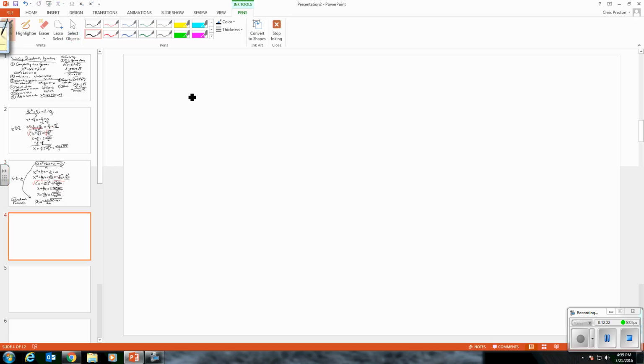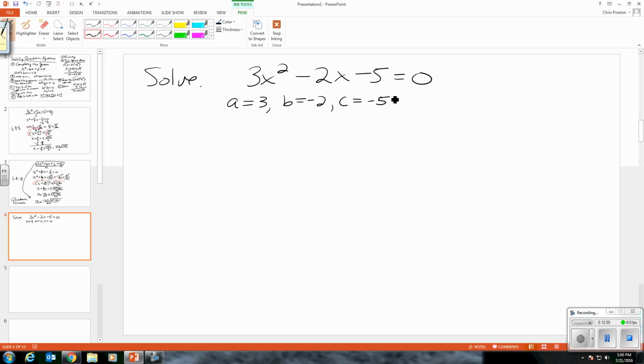So I wanted to solve, let's say, 3x squared minus 2x minus 5 equals 0. And maybe I could factor this, but maybe I'm like, yeah, I really don't like it when there's a number in front of the x squared. I don't do that factoring very well. So I'm going to use this quadratic formula. A equals 3, B equals negative 2, and C equals negative 5.